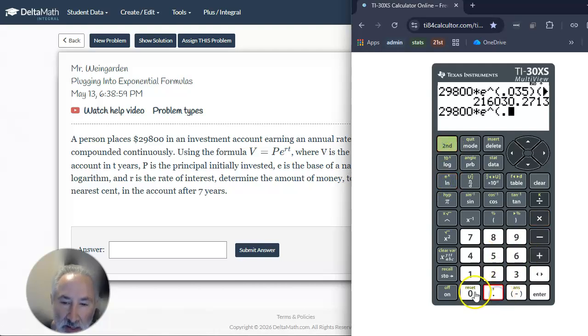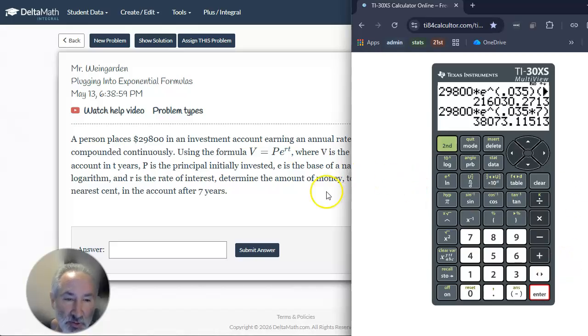And then times, it'll be to the power of 0.035. This time I'm not going to close the parentheses, and I'll put in a times 7, and now I'll close the parentheses and hit enter. And now I'm getting 38,000. You've got to admit, 38,000 is very different from 216,000.